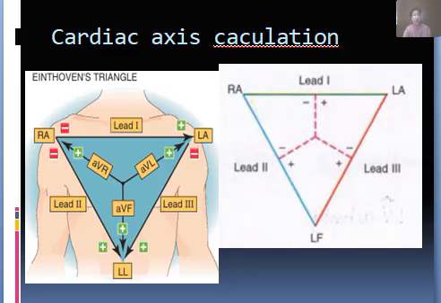And in the Einthoven's triangle, you can see in this picture, what is Einthoven's triangle? It is an imaginary triangle with the heart at its center. This is an imaginary triangle formed by the right arm, left arm and left leg. So this is Einthoven's triangle.